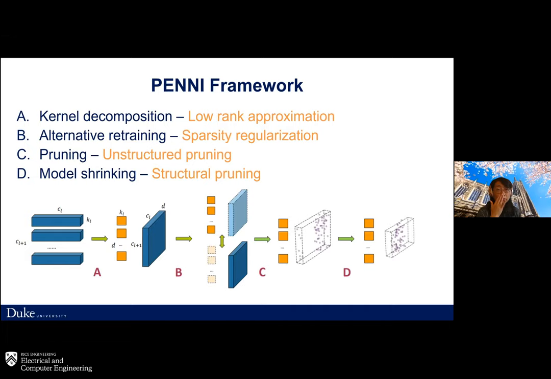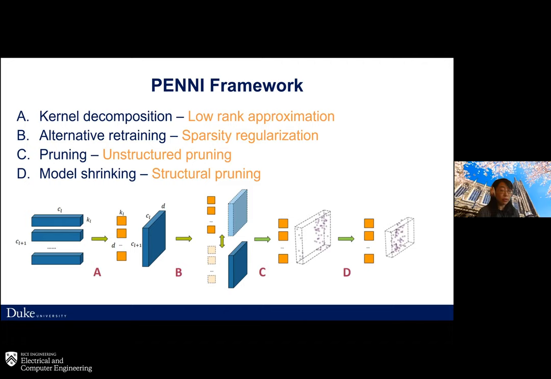The framework starts with kernel decomposition. As I mentioned, the major technical method here is low rank approximation. Decomposition itself induces a certain performance loss, and therefore we do retraining. I'm going to explain what we call alternative retraining later on. Then steps C and D focus on further reducing the elements by combining element-based pruning and structured pruning. The structured pruning in step D is not the usual regularizer, but is based on features we observe after the decomposition. I will explain it quickly in the following page.